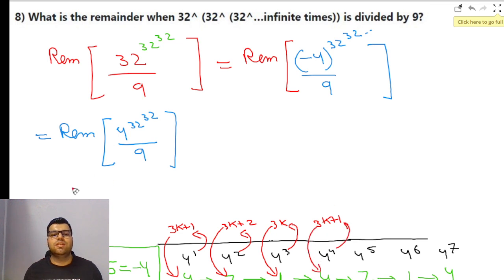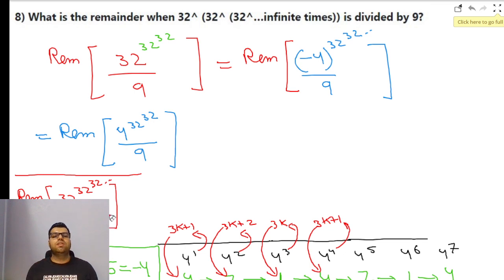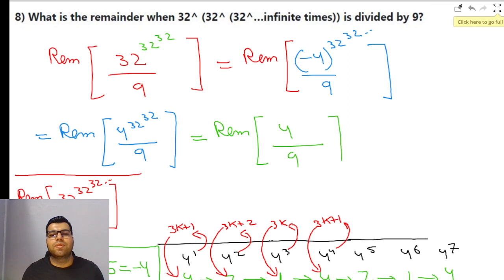So I just have to check this power, 32 raised to power 32 raised to power 32 infinite times, its remainder with 3, and I just have to know what is the form of this thing. Then I'm done with the question. To simplify it further, the question is the remainder of 4 raised to power something divided by 9. So this something we have to see, what is its form.